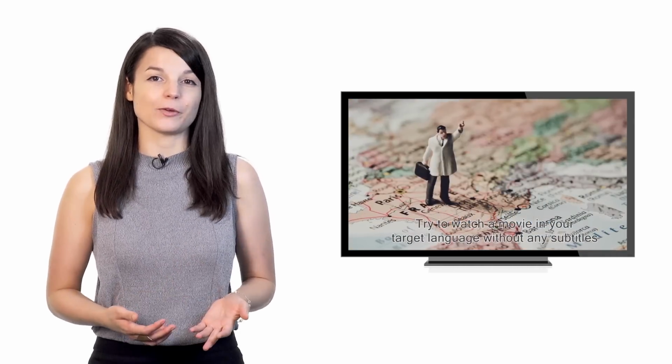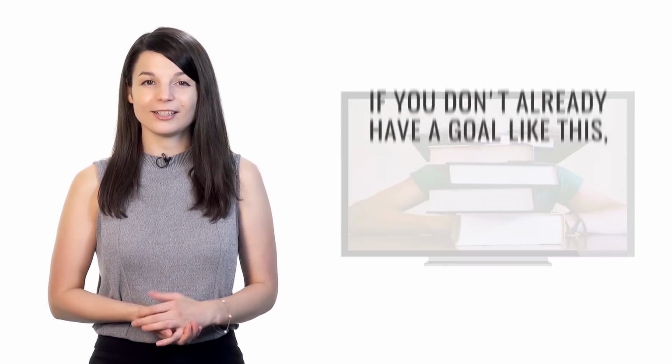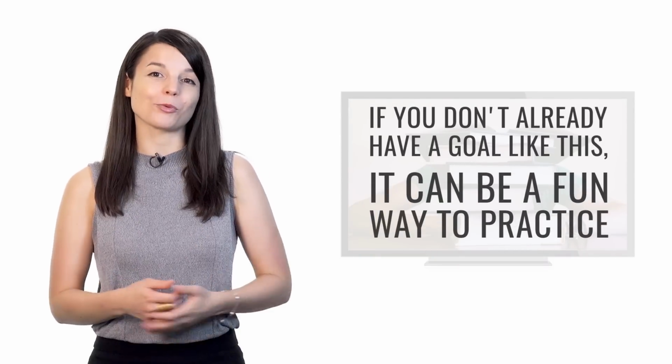The third tip is to focus on understanding a specific TV show or movie. Try to watch a movie in your target language without any subtitles, or try to understand your favorite TV show that's in your target language. If you don't already have a goal like this, it can be a fun way to practice. If your friends often talk about a particular TV show, it could be a good way to study, and a fun way to keep your motivation up together. Plus, TV shows and movies often use the language in a way that's vastly different from the conversations provided in traditional textbooks, so you often get to hear different vocabulary choices. It's a very powerful way to learn a language and end up sounding more like a native speaker.